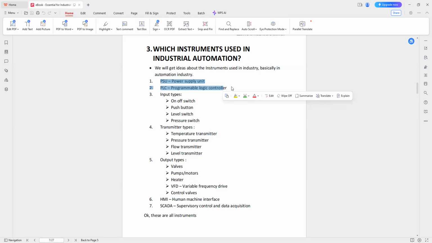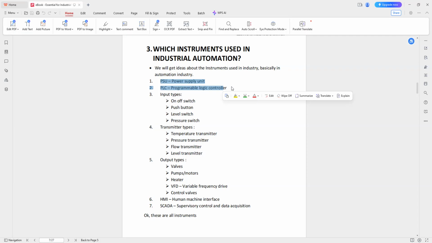Depending on the characteristics of that PLC, how it needs to be powered on, as per that you can select your power supply unit.